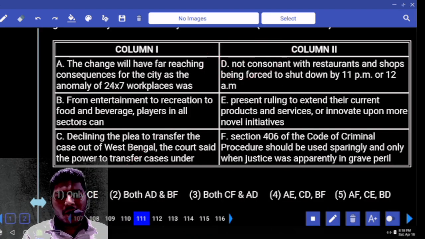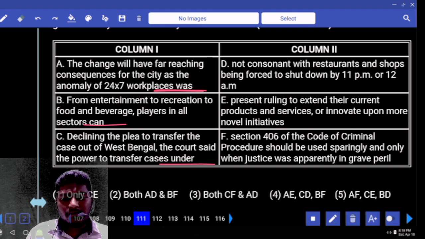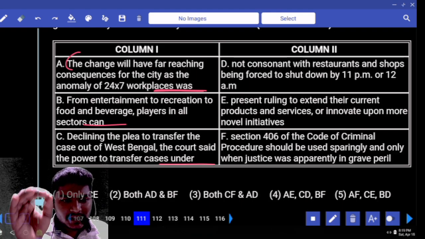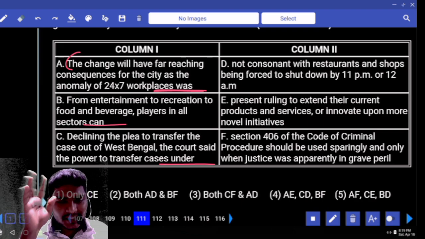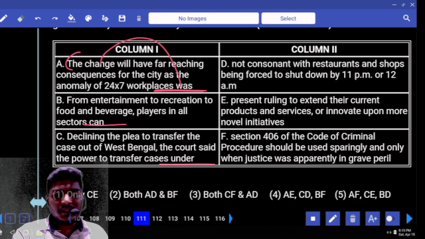Can you find any combination with the ending parts again here? Workplaces was. Once look at this. The change will have far-reaching consequences for the city as the anomaly of 24/7 workplaces was. Continuation. Tell me your answer. Change was. Continuation.